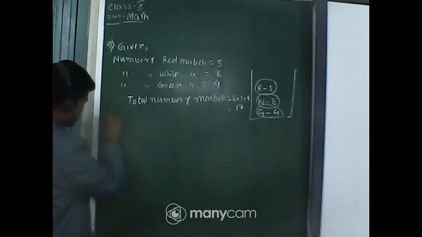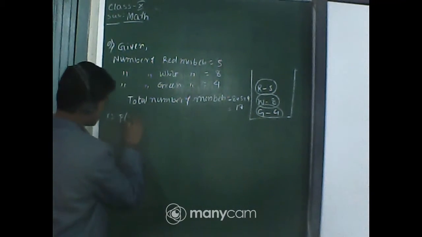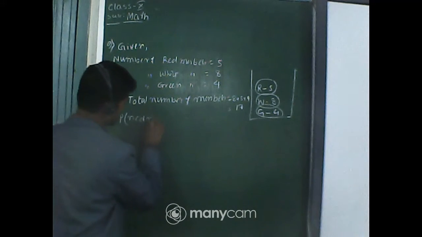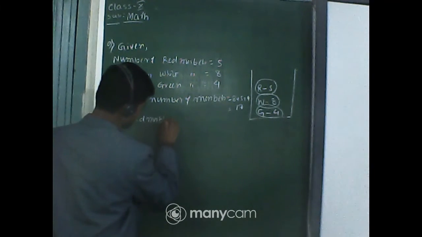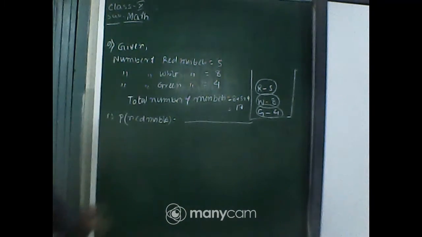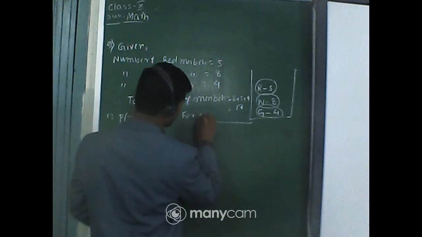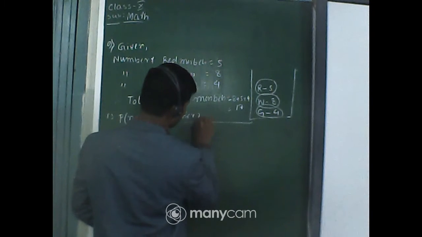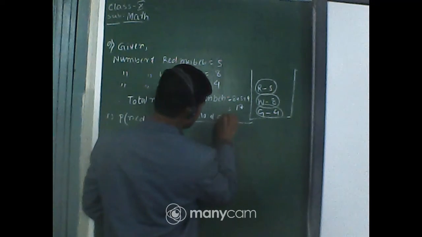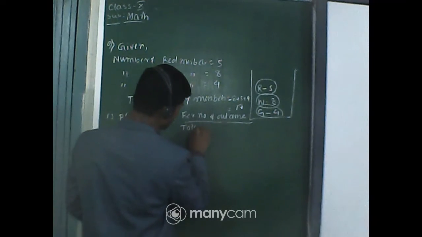Now, the first question. Probability of red marbles is equal to, so the formula is favorable number of outcomes by total number of outcomes.